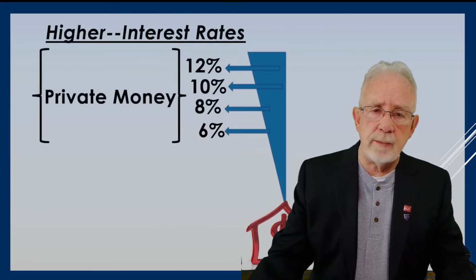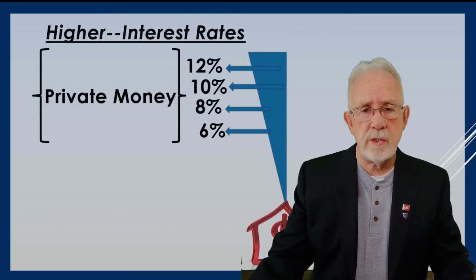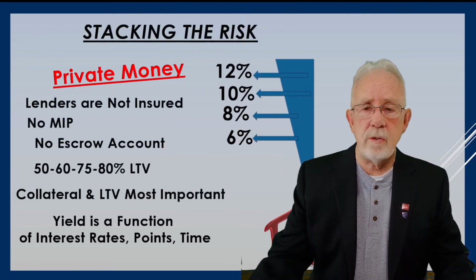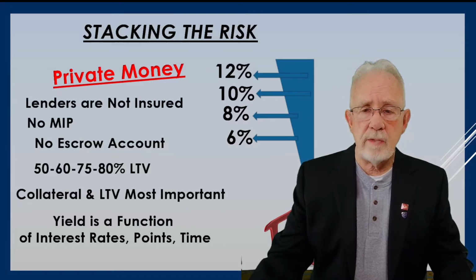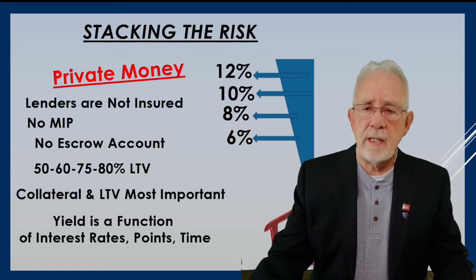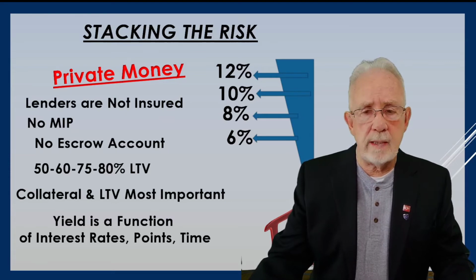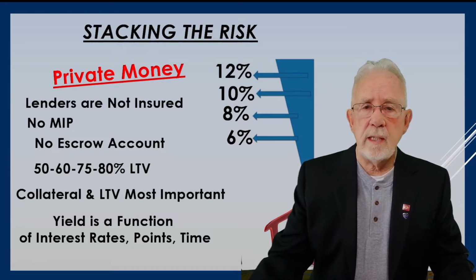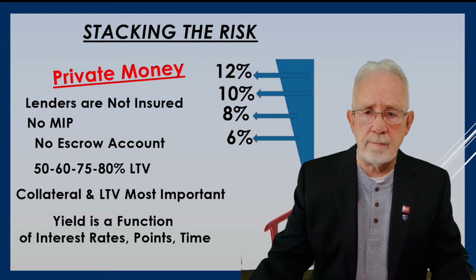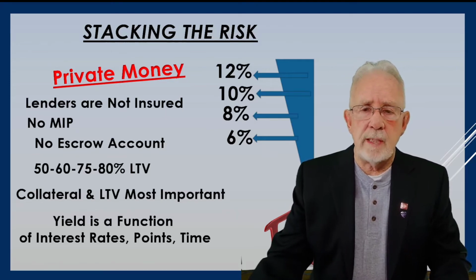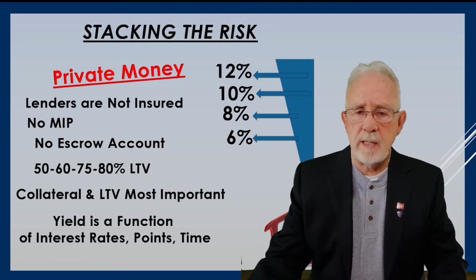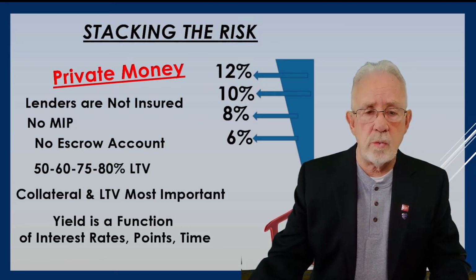So, private money, higher interest rates, and there's a reason for that. It's private money. They're not insured, no MIP, no escrow account usually. They might have it set up with a loan servicer, and their loan-to-value ratio can be quite a few different things. With private money, the collateral and the loan-to-value is probably most important. Of course, the credit of the borrower is always important, but they look to the collateral for repayment of their funds if something goes wrong, and usually they want to be in first position.